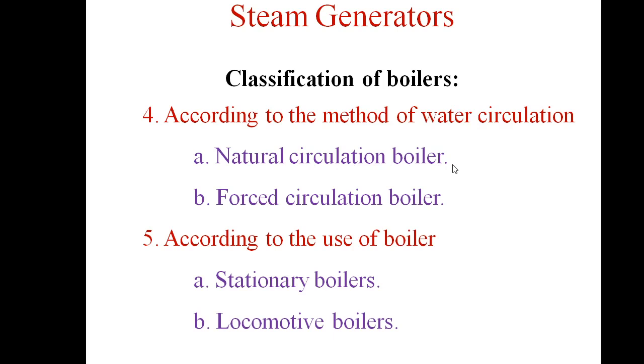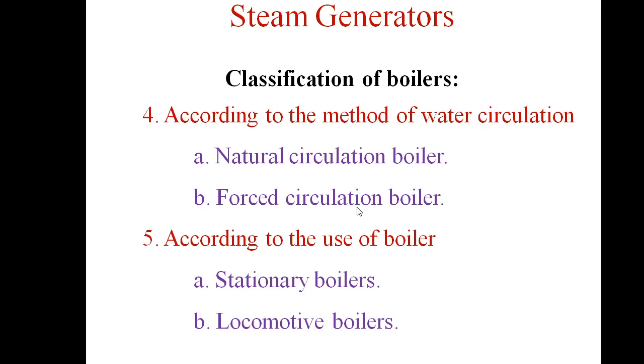You might have observed this principle at your home. If you keep a pot on the gas for heating water, automatically that water gets heated. You need not circulate that water. So water gets heated because of natural circulation.